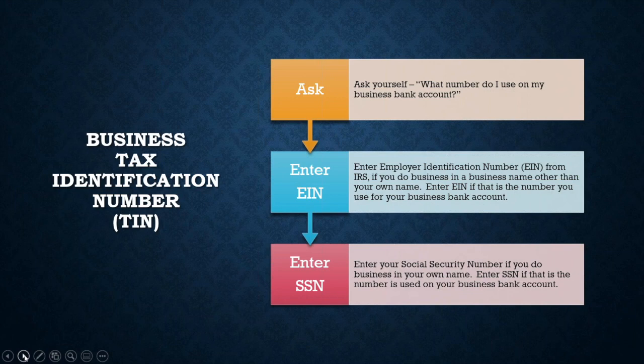Now, the next item, business tax identification number. The very first question you want to ask yourself is, what number did I open my business bank account in? Because this has to match your business bank account. So you ask yourself, is it an EIN or is it my social security number? If you use an EIN, an employer identification number that you get from the IRS to do business, and you use a name other than your own name to do business, you're going to enter the EIN. So you want the number that you enter to match the business legal name that you've already filled in.